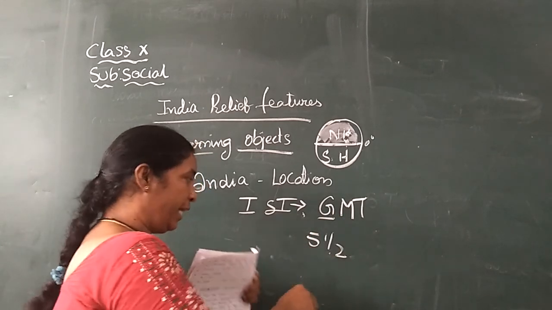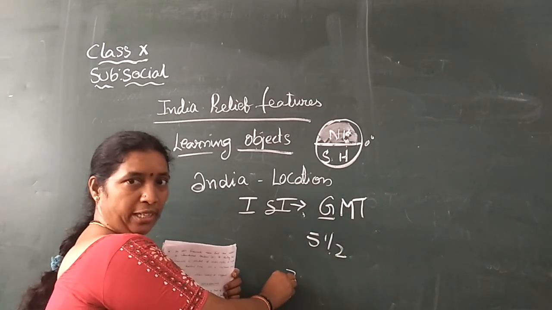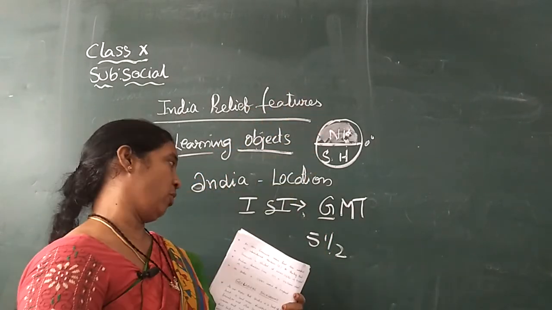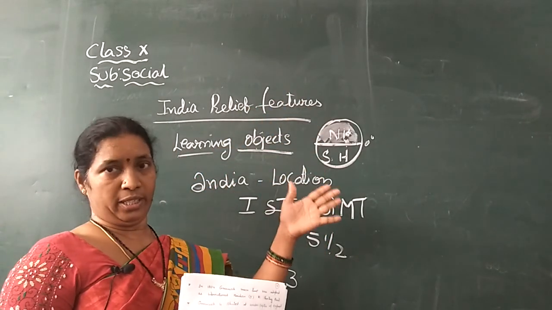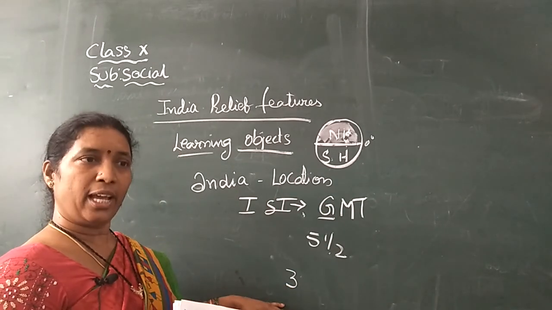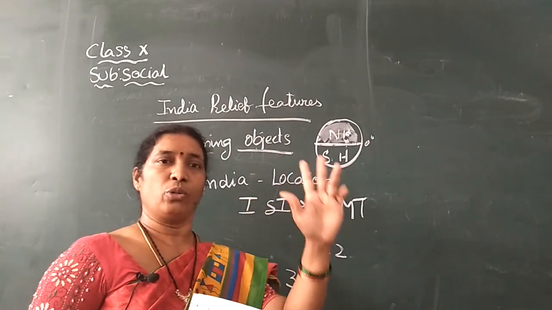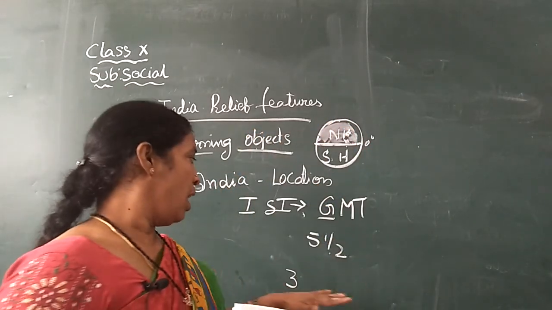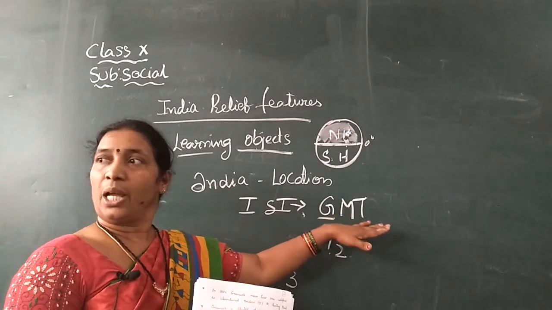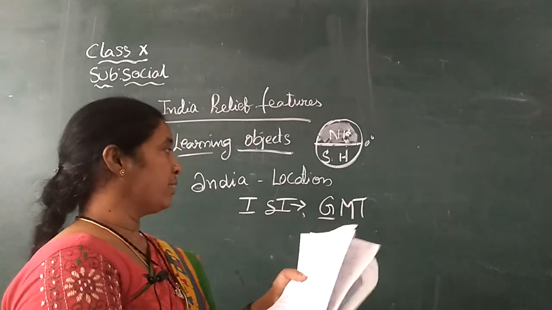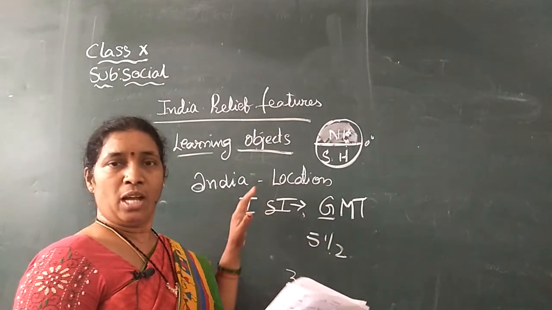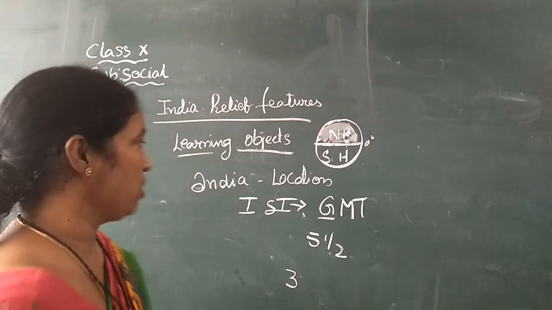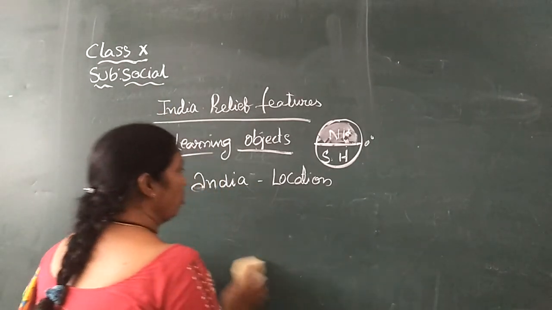So generally, if it is 3 o'clock in the evening in India, then what is the time in London? You have to subtract 5.5 hours. That means 8:30. If it is 3 o'clock in India in the evening, then 3 to 4, 4 to 5, 5 to 6, 6 to 7, 7 to 8 and half an hour. 8:30 is the time in London. So like that there is a difference between GMT and IST. So this is about India and its location.